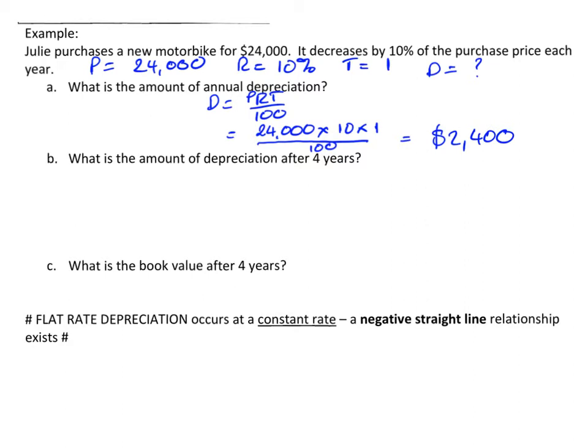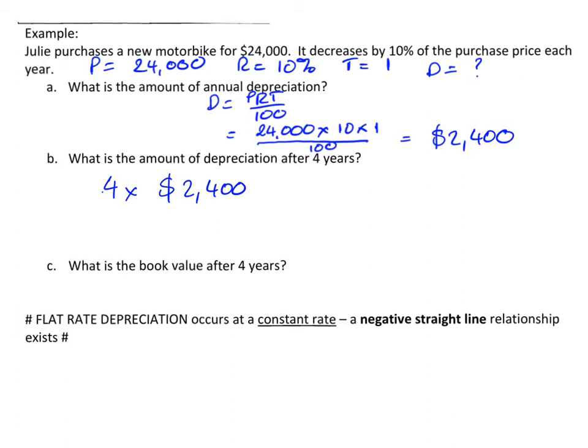So if it depreciates at a constant rate, the same amount every year, and the next question says, what is the amount of depreciation after 4 years? It would be 4 lots of 2,400. We could have used our rule, and instead for T, we could have put in 4 rather than 1 because it was for 4 years. But because we already knew what it was for 1 year, this is just as easy.